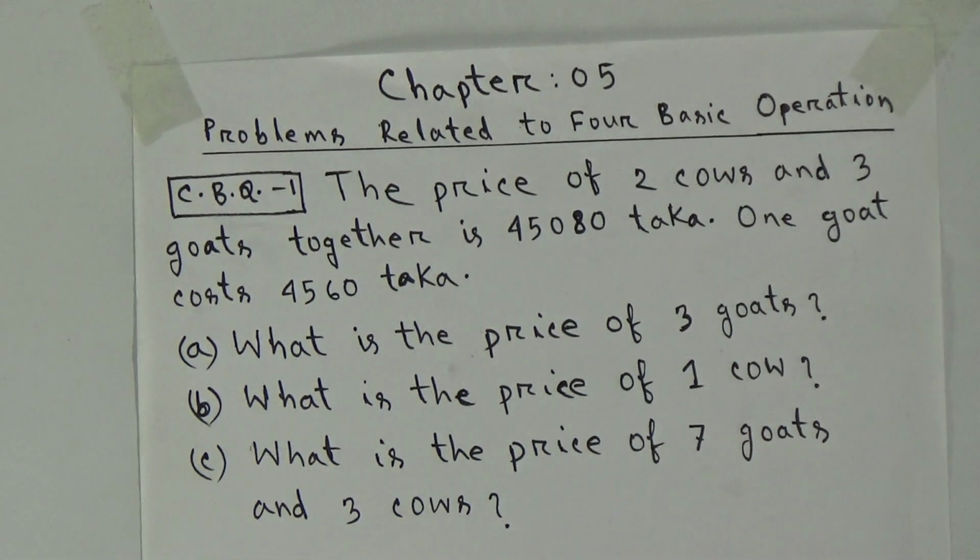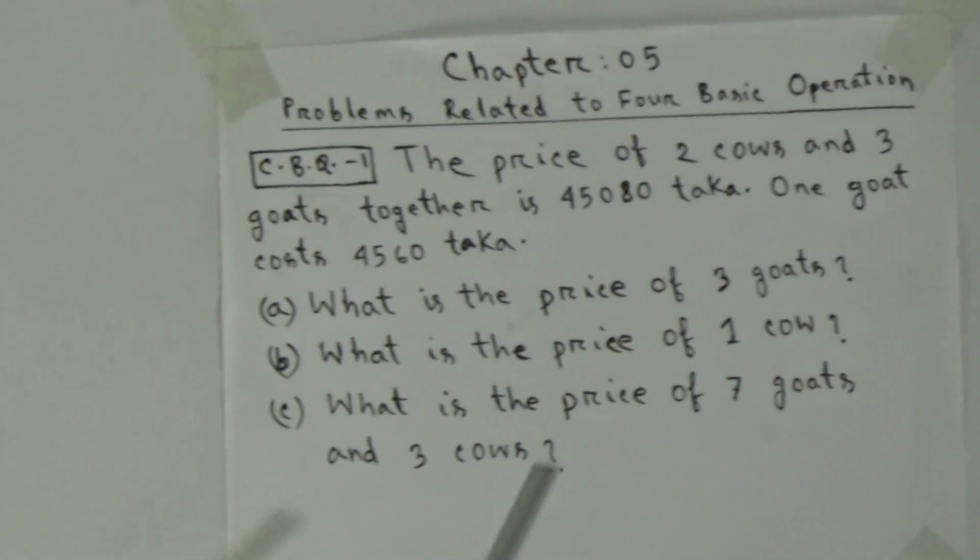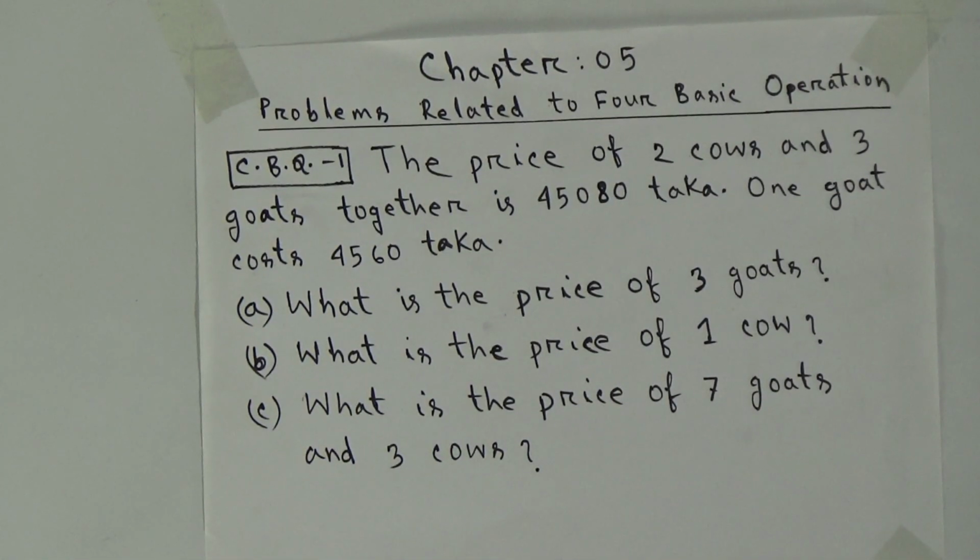And in B, we have got price of 1 cow. From this information we can find out price of 3 cows. Then if we add price of 7 goats and price of 3 cows, then we can easily find out total price of 7 goats and 3 cows.